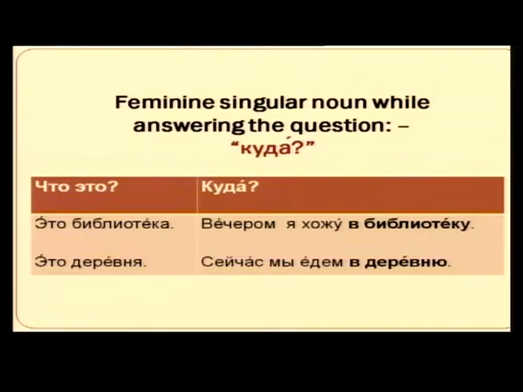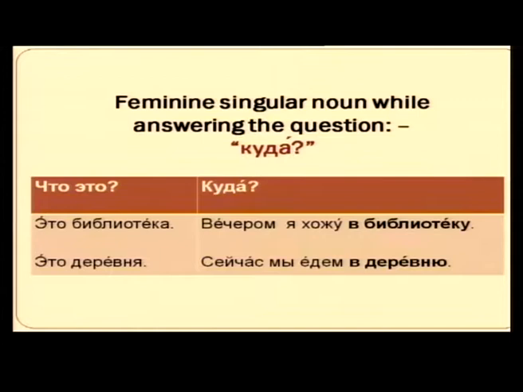Куда? Вечером я хожу в библиотеку. Это деревня. Сейчас мы едем в деревню. If we pay attention to the sentences, here we have used библиотека and деревня. As we know, in Russian, feminine gender nouns end with а, я, and ия, like комната, библиотека, аудитория, деревня. Such examples will be used while we discuss them with the verbs of motion.